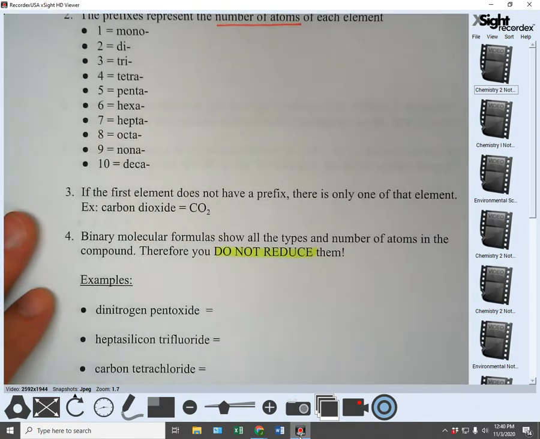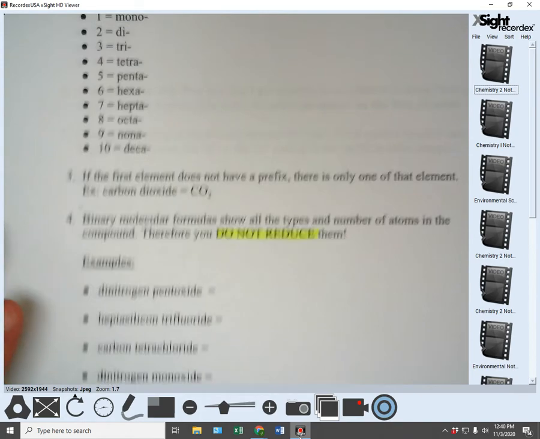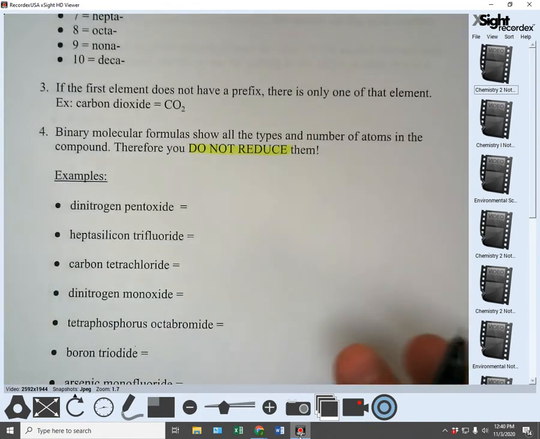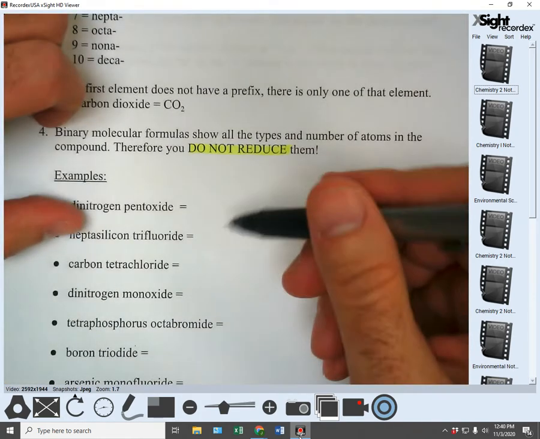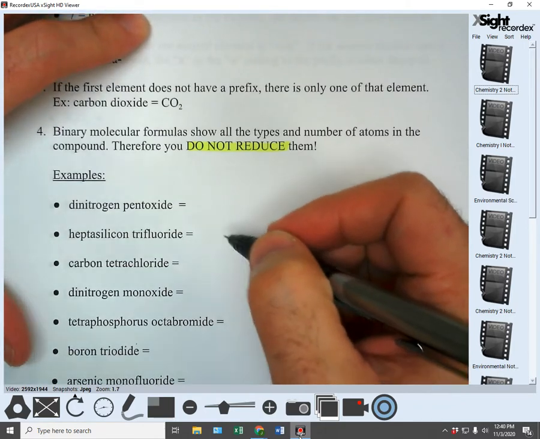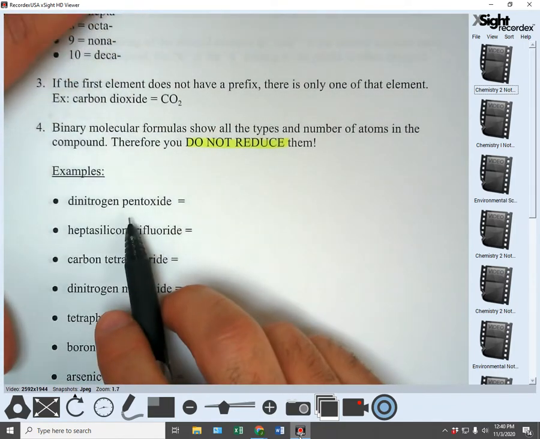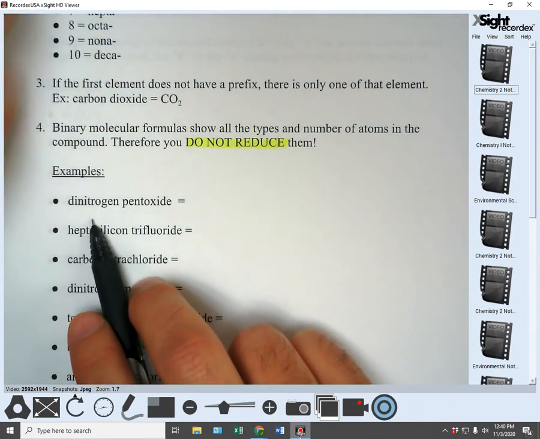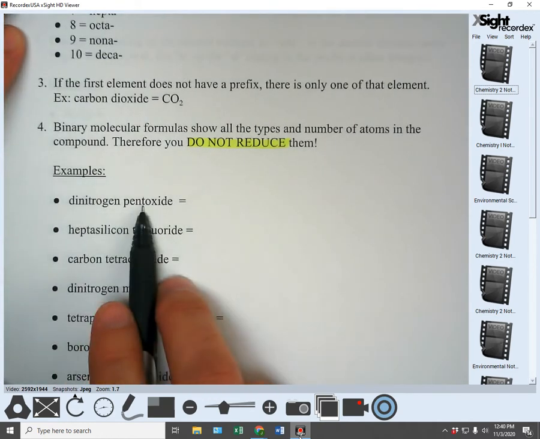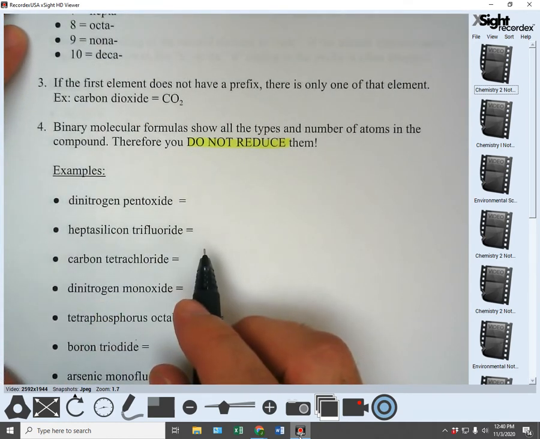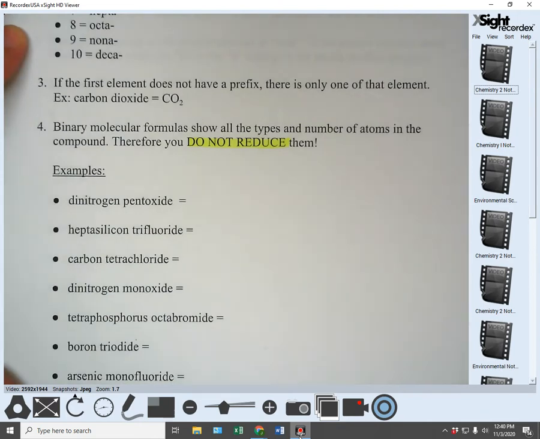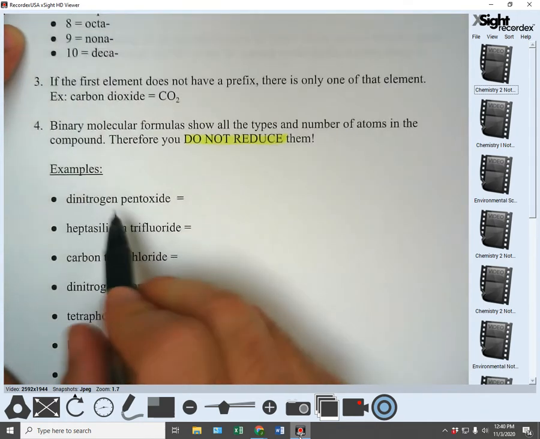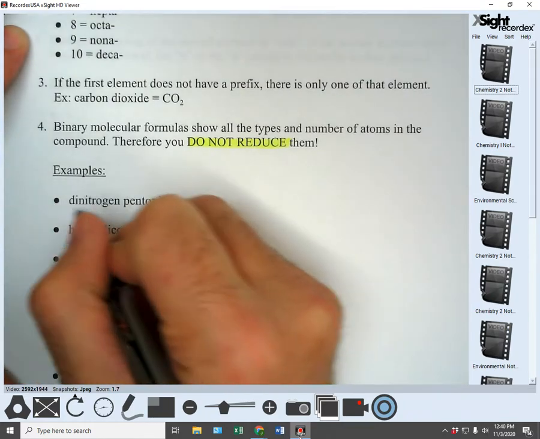All right. So as with most of the other ones, it's easier once we do some actual examples. So I'm going to walk through some examples here with you. So first one, dinitrogen pentoxide. All we're doing, there's no switching, no charges, nothing like that. All we're doing is looking at the prefix.